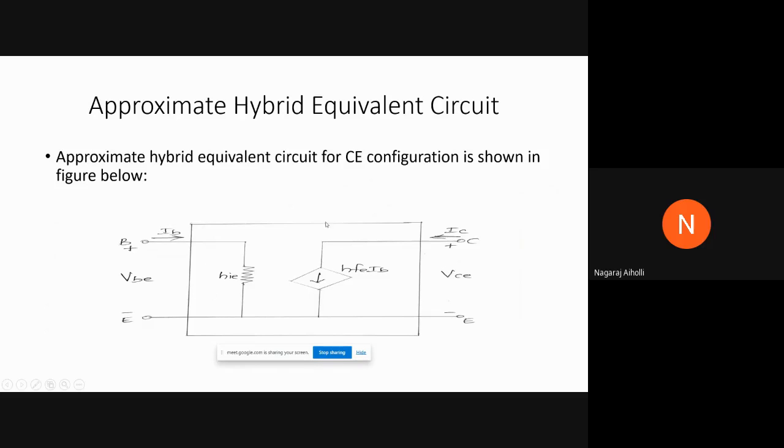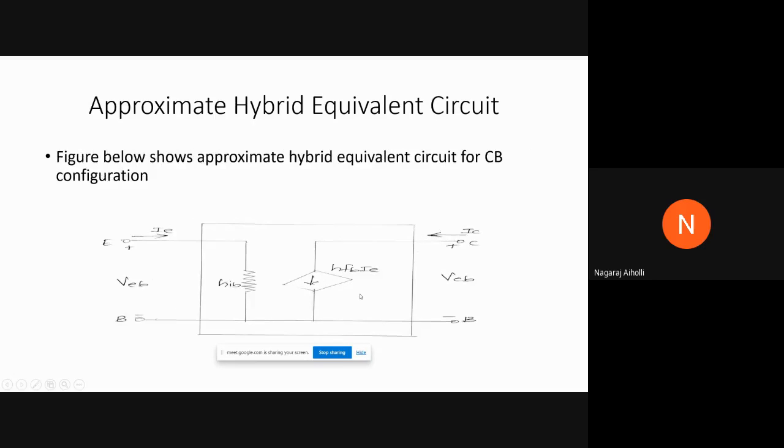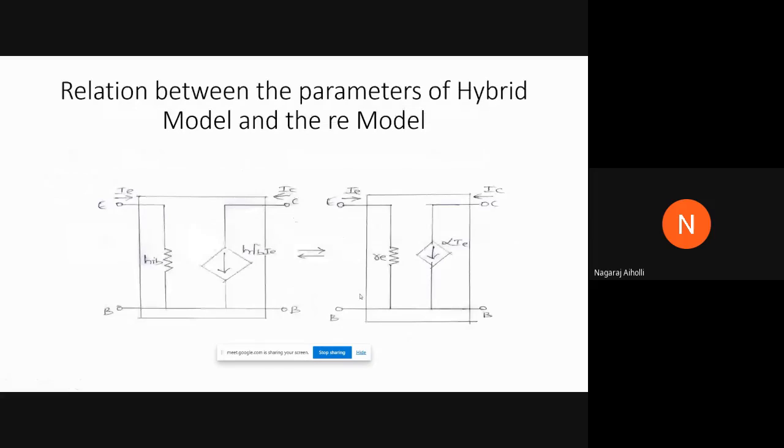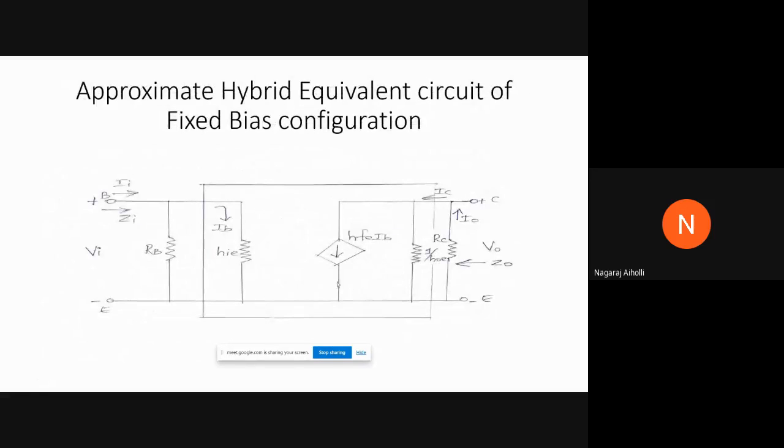Therefore, this is replaced there. We are directly taking this from here. Again, we are not analyzing that. We directly take it from the approximate hybrid equivalent circuit of the common emitter configuration. HIE is there, HFE IB is there, and we are just putting it here. Then 1 upon HOE is there here, because this 1 upon HOE is nothing but our output resistance, R0.